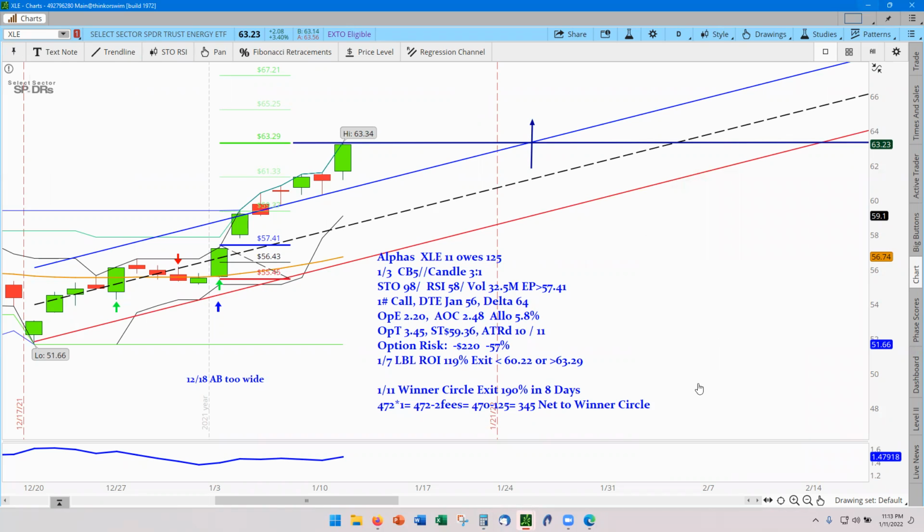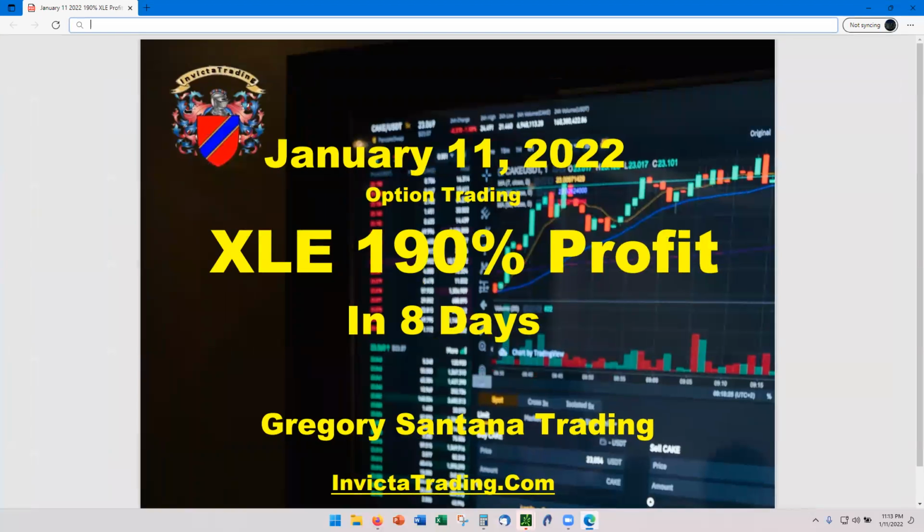What's our next thing? Now, this was a winner's circle, so this will not be up. This will not get traded again. Well, I do have other XLEs that owe me. So XLE 1, 2, 3, or 4, whatever. We will go to the chart and see which one owes the least, and that goes up front. Well, that is a conclusion of today's report for XLE at 190% profit in 8 days.